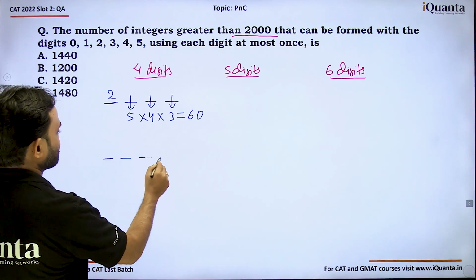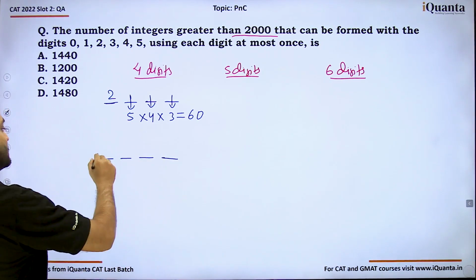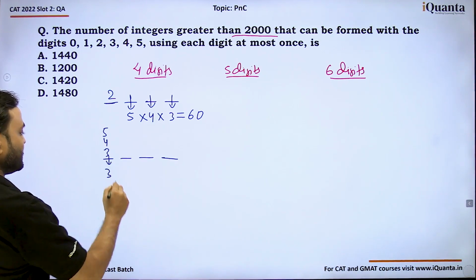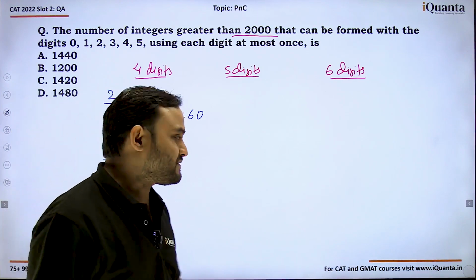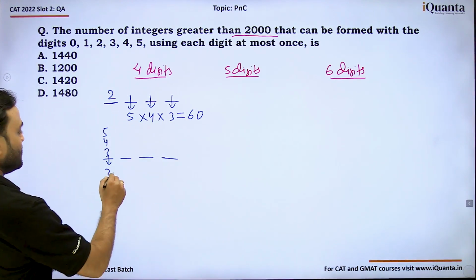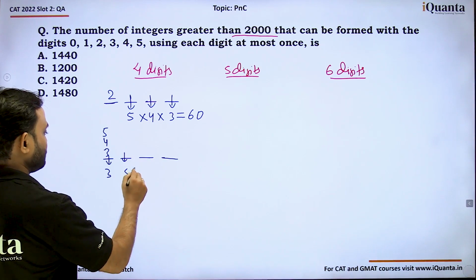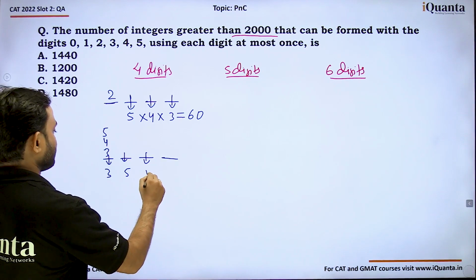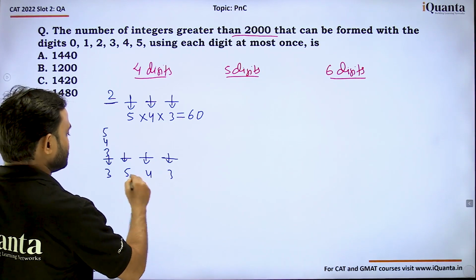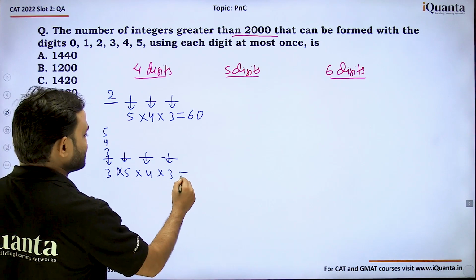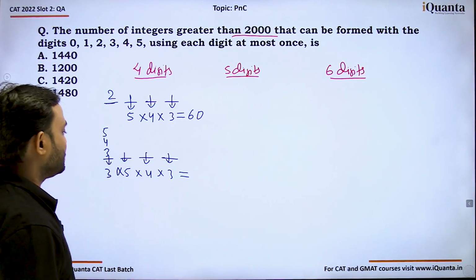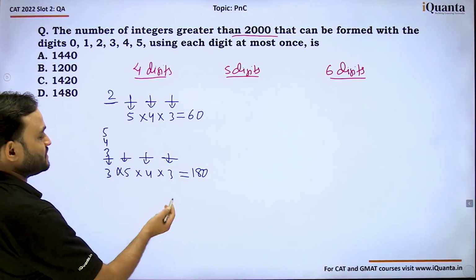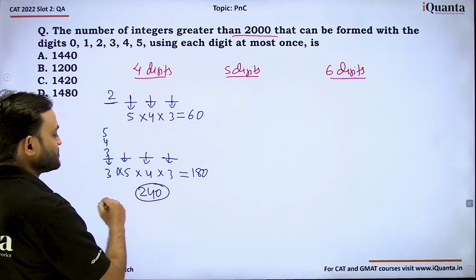Then comes another case where this value is not 2. This could be either 3 or 4 or 5. So this place can be filled with 3 ways. Now out of 6 digits, we have taken 1 digit for sure. So the remaining place can be filled with 5 ways, then 4 ways, and then 3 ways. So total number of such integers will be 15 into 12, which is 180. So how many 4 digits numbers are possible? 240 such numbers are possible.